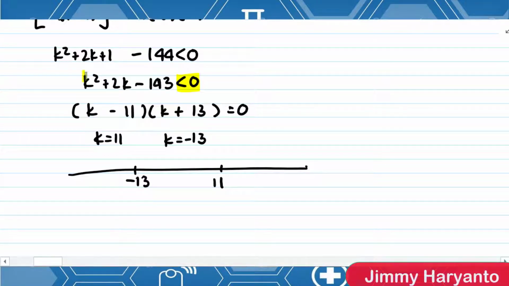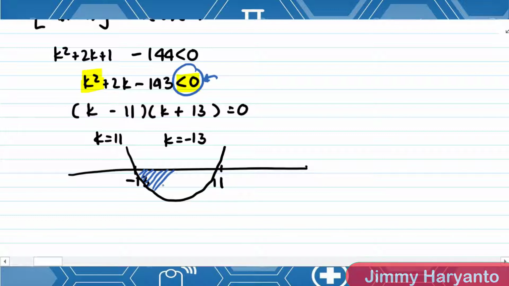So take a look at the k squared. For the k squared, it's positive. Because it's positive, the curve will be like this, opens up. And the question says less than 0. Less than 0 means you have to shade the area below the number line.